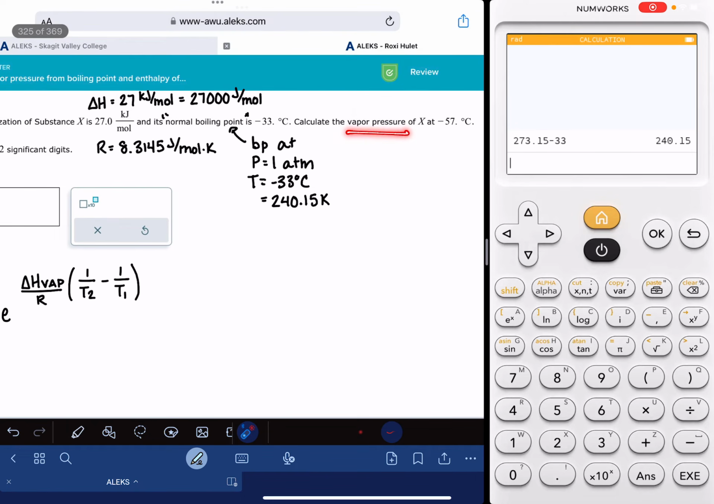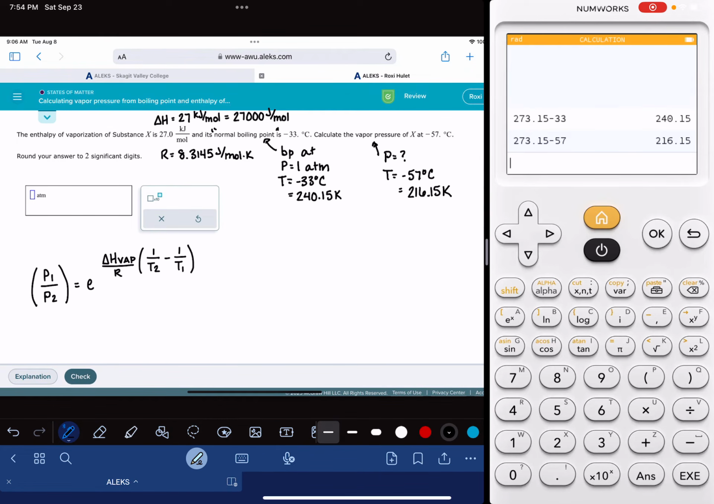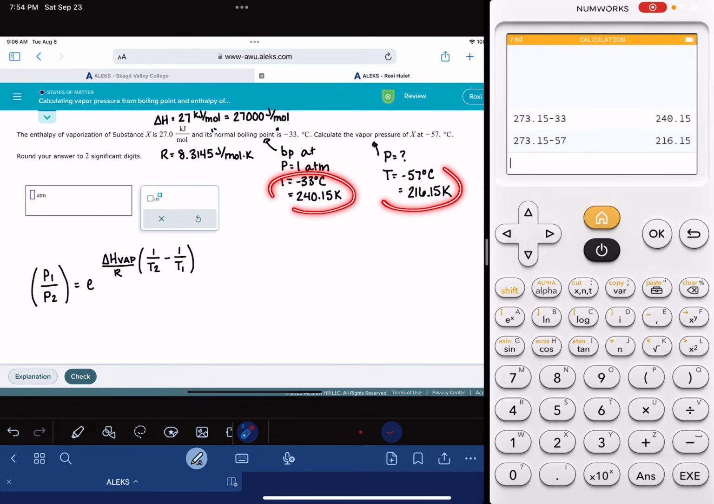It's asking us to calculate the vapor pressure. So this is going to be the thing that we're trying to figure out. We're trying to figure out a new vapor pressure at this new temperature of negative 57 degrees C. You probably guessed it. We need to also convert that into Kelvin. 273.15 minus 57 is 216.15 Kelvin. So from all of this, we can see that we know the value of delta H right there. We know the value of R. We've got two temperatures. We've got one pressure, and our unknown is the other pressure.